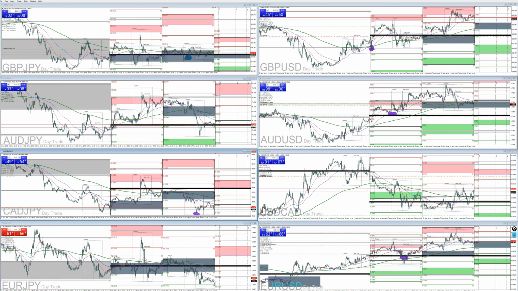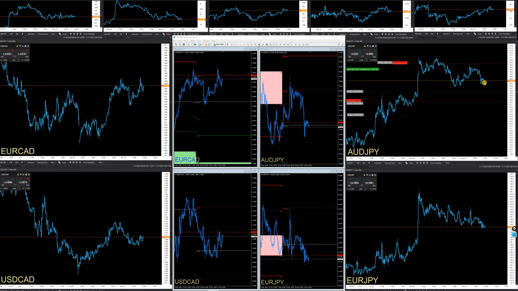We'll take a look real quick at the Four Horsemen. It's my only trade I have right now. On the Four Horsemen is my Australian yen. Still has quite a ways away from the first take profit zone.